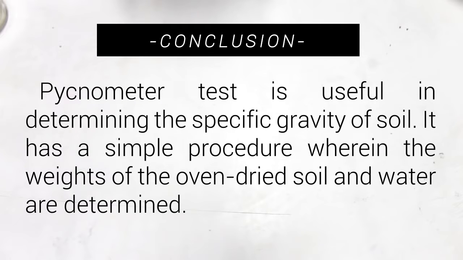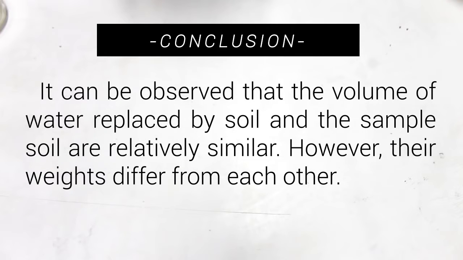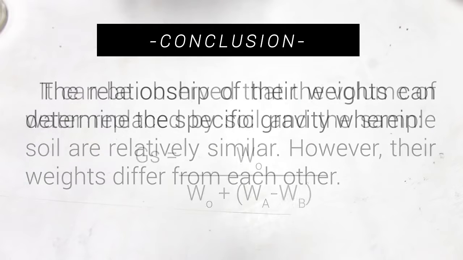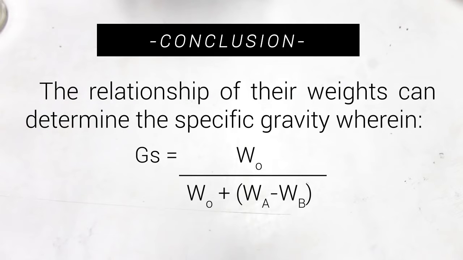Pycnometer test is useful in determining the specific gravity of soil. It has a simple procedure wherein the weights of the oven-dried soil and water are determined. It can be observed that the volume of water replaced by soil and the sample soil are relatively similar. However, their weights differ from each other. The relationship of their weights can determine the specific gravity, wherein the specific gravity is equal to the weight of the oven-dried soil over the weight of the oven-dried soil plus the difference of the weight of the pycnometer with water and the weight of the pycnometer with water and soil.